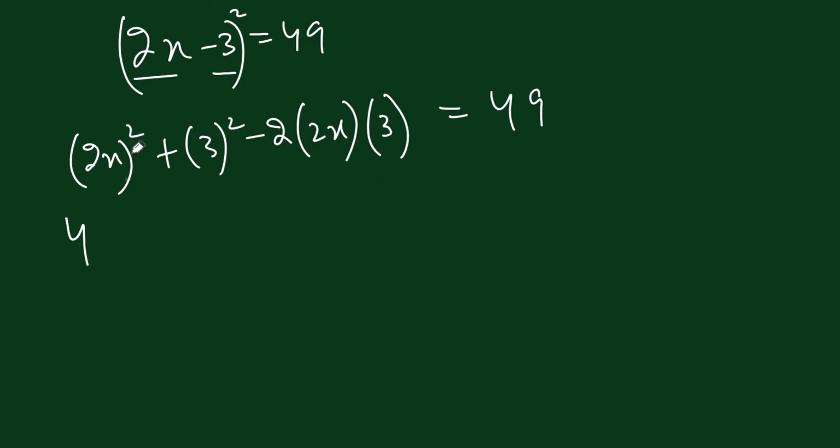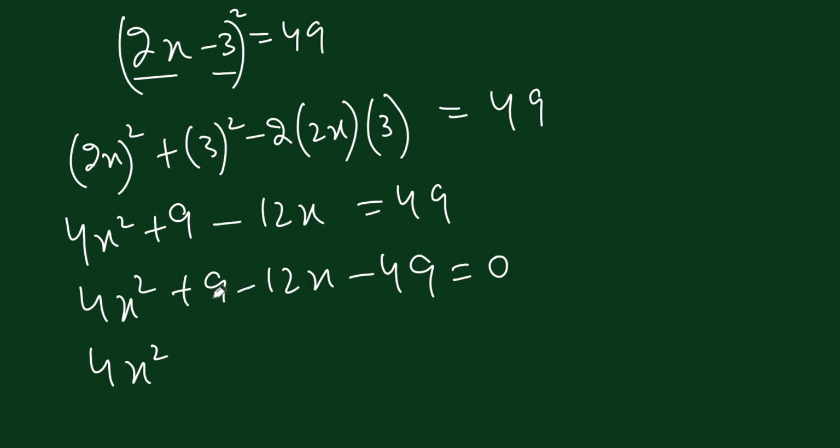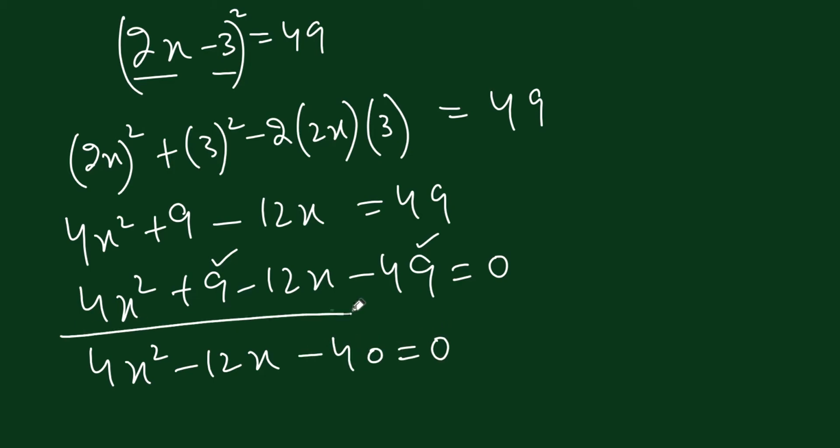So square of 2 is 4, square of x is x square, square of 3 is 9, minus 2 into 2 into 3, 2 4s are 4, 4 3s are 12x, is equal to 49. Looking at the like terms, I'll write plus 9 minus 12x. 49 going to the left side will become minus 49 is equal to 0. So 4x square, you can see plus 9 and minus 49 are like terms. Plus 9 minus 49 is minus 40, but I'll write that as the third term. The second should be the x term. So minus 40, this became my general form.